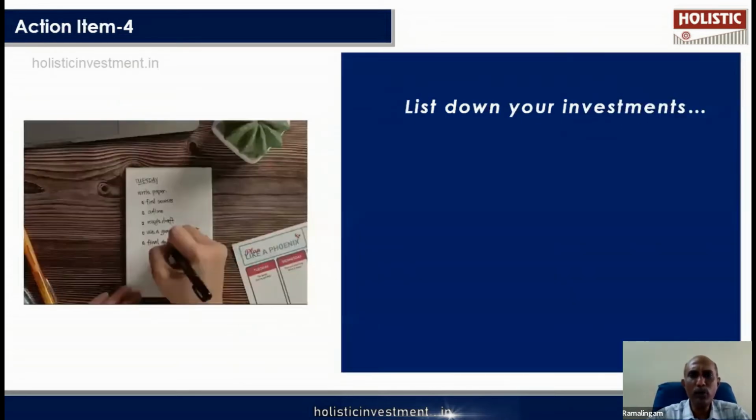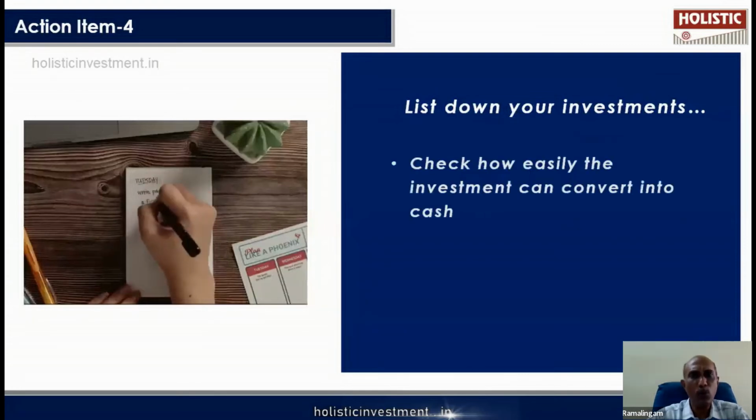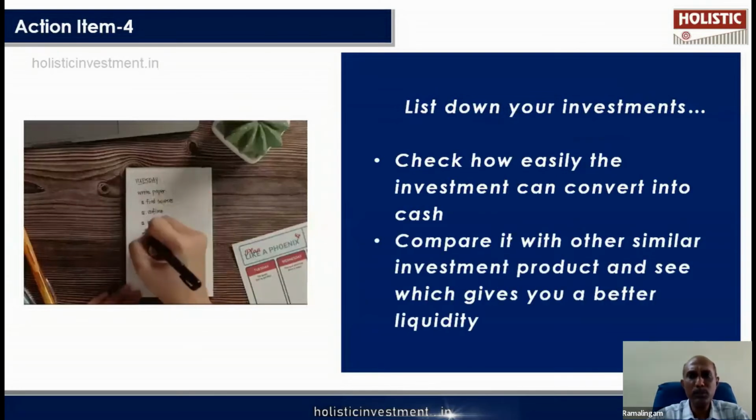So list down all your investments, find out how quickly you can convert those investments into cash. Compare it with other products. If there are similar products with better liquidity, it is better to convert to them.